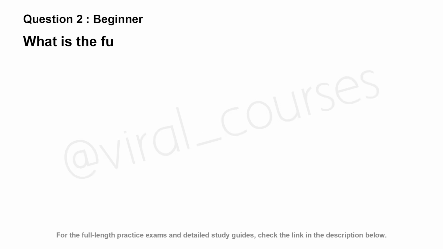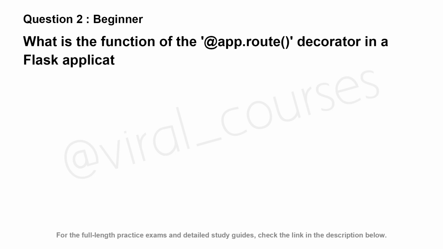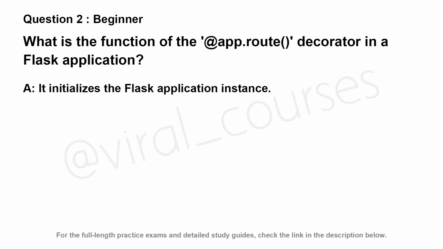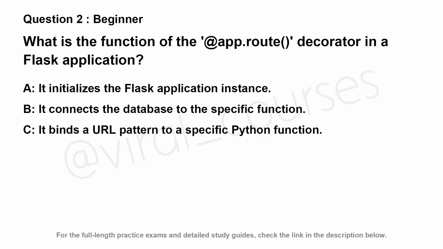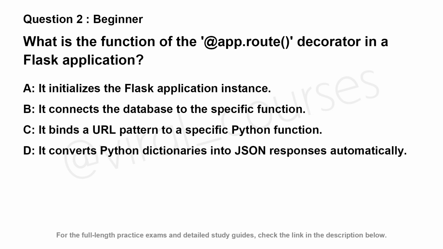What is the function of the app.route decorator in a Flask application? Option A. It initializes the Flask application instance. Option B. It connects the database to the specific function. Option C. It binds a URL pattern to a specific Python function. Option D. It converts Python dictionaries into JSON responses automatically.